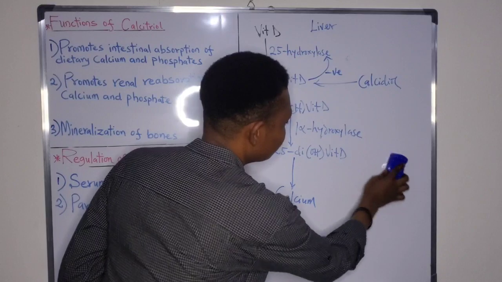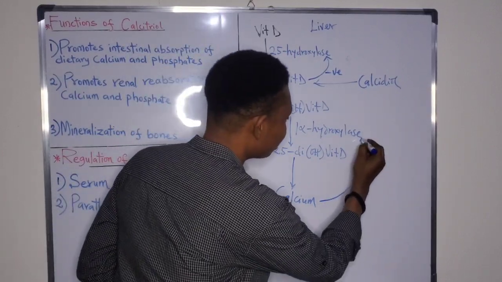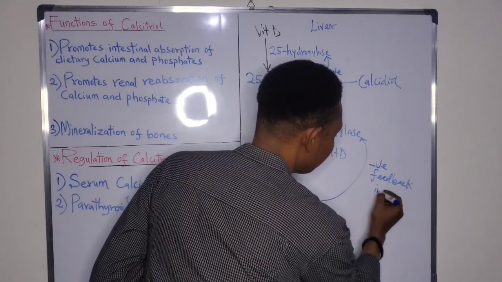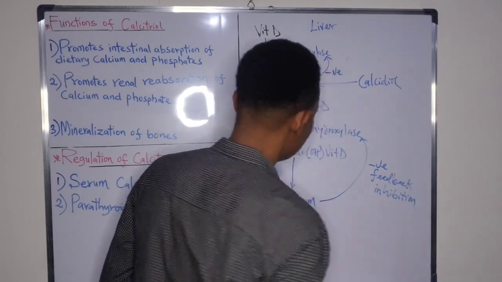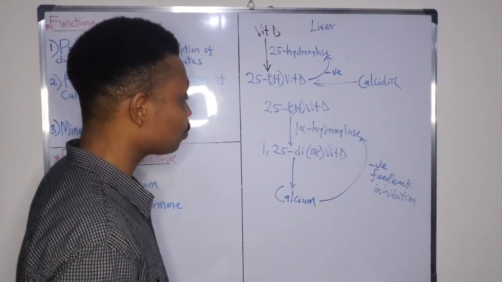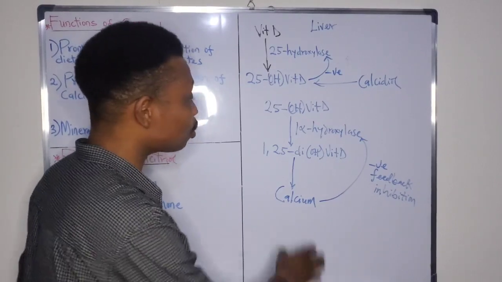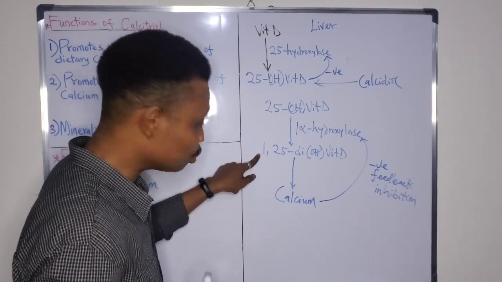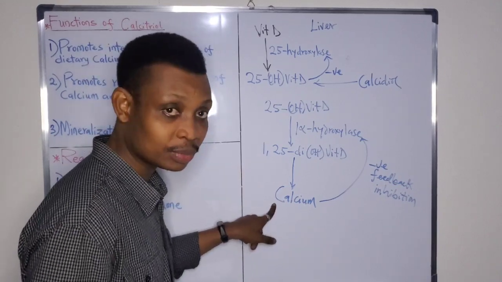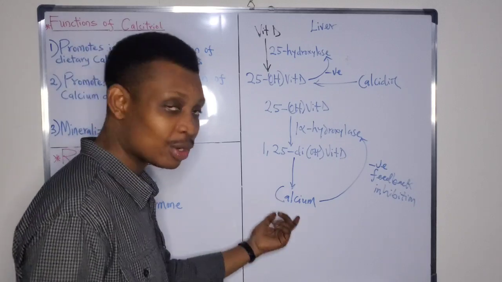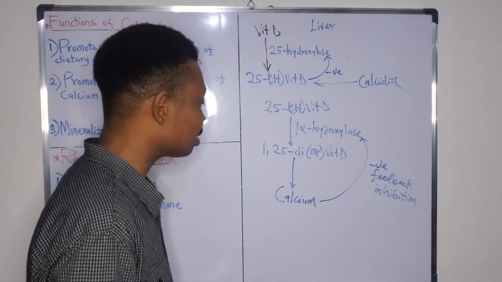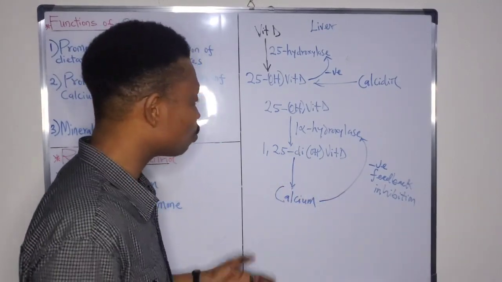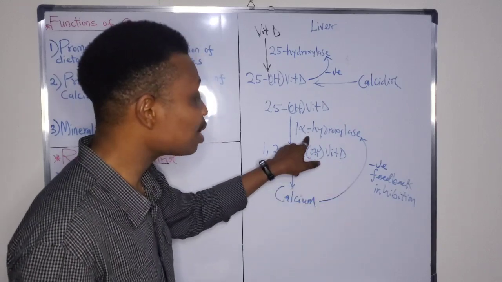So when a sufficient amount of calcium is produced, it will induce a negative feedback inhibition on 1-alpha hydroxylase. Remember, this calcitriol is what stimulates the production of calcium in the circulation. So when enough calcium is produced, or in a state of hypercalcemia, where the amount of calcium in the blood is high and the body does not need more calcium, there will be a negative feedback inhibition from calcium to 1-alpha hydroxylase.